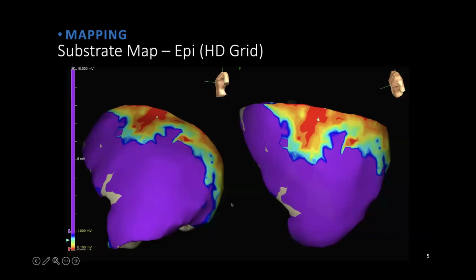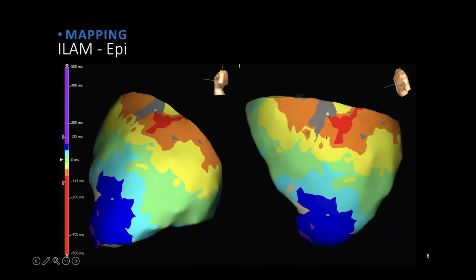And this was our substrate mapping. For this, we were pacing from the RV. As you can see, there are some areas of low voltage in the basal lateral aspect of the LV. It wasn't a big surprise to me because these patients with non-ischemic cardiomyopathies tend to present in this form, with the VTs coming from this basal lateral aspect, mostly epicardially. There are other variants that are also basal, but from the medial aspect. So far, this was an unexpected finding.